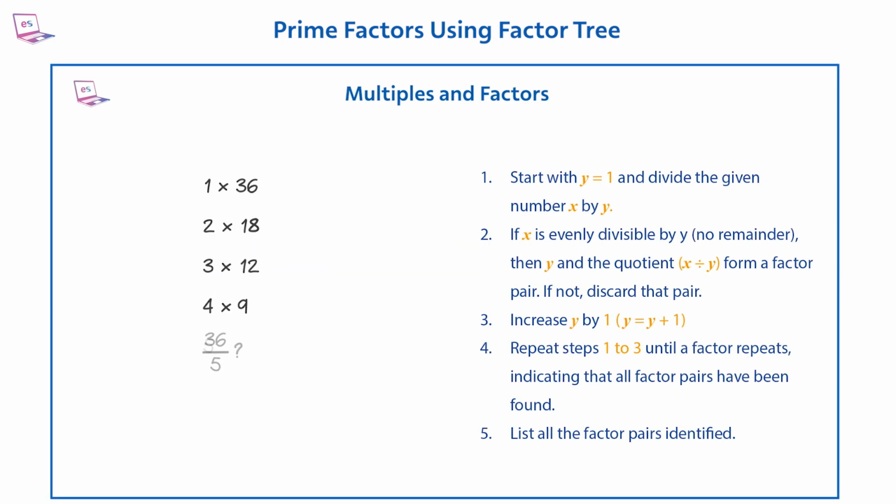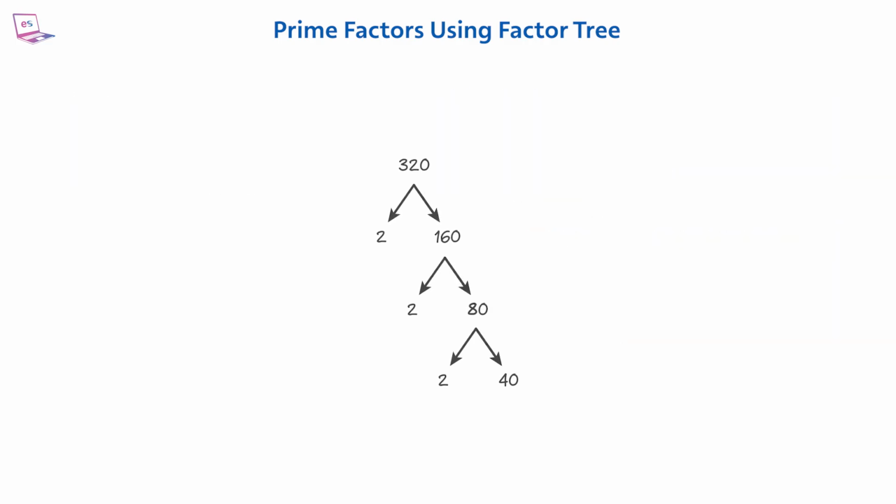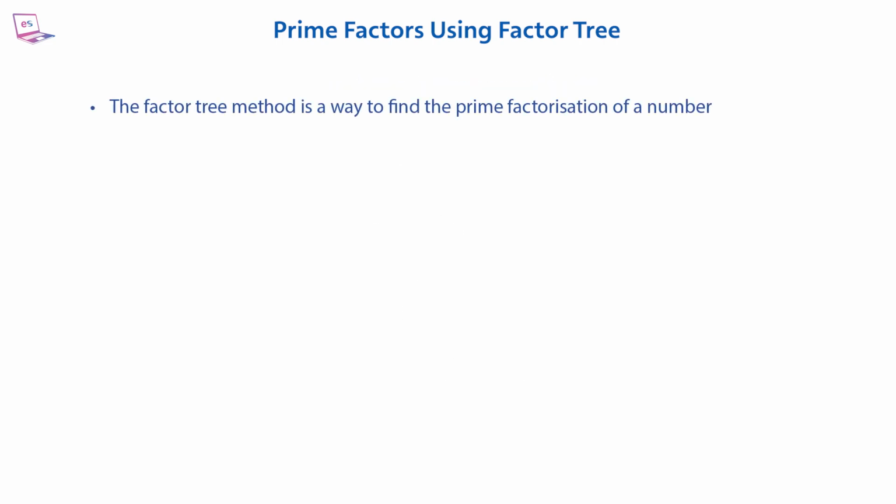In one of the videos, we explained how to find all the factors of a number. Here, we will find only the prime factors of a number using the factor tree method. What is the factor tree method? The factor tree method is a way to find the prime factorization of a number by breaking it down into its prime factors step by step.